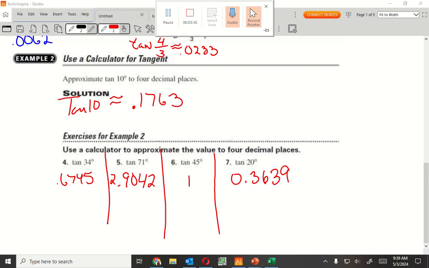Now, Karen corrected us here because the next number over here is a 7, isn't it? So this is going to be 3640, because the 39 rounds up to 40.